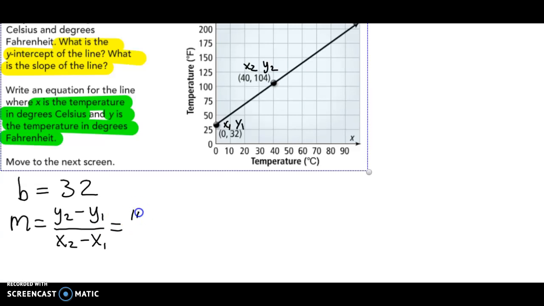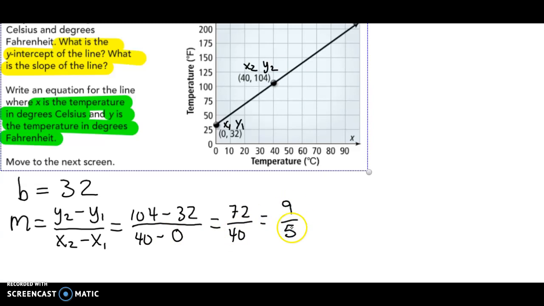So let's plug it in our formula. Our y2 is 104 minus my y1, which is 32, divided by my x2, which is 40, minus my x1, which is 0. So 104 minus 32 is 72 over 40. If we wanted to reduce this fraction, we'd get 9 over 5. You have to reduce it. So this tells me that my slope is 9 over 5 and my y-intercept is b.